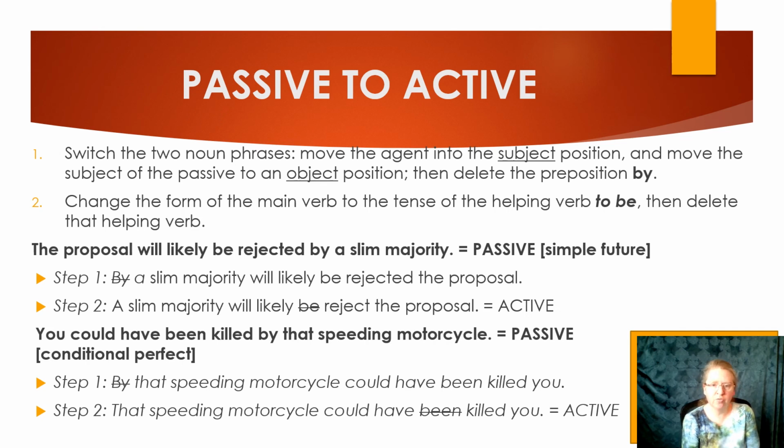Another example: "You could have been killed by that speeding motorcycle." This is a passive sentence in the conditional perfect. So we switch the subject and object. We take out the word "by," which gives us our partial sentence, a little bit awkward: "That speeding motorcycle could have been killed you." Okay, and then to finish up, we're going to take out that form of the verb to be and make sure that we're respecting the same tense, conditional perfect. "That speeding motorcycle could have killed you." Now we have an active sentence. And again, anytime you need to pause the video to look these over a little more, go ahead.